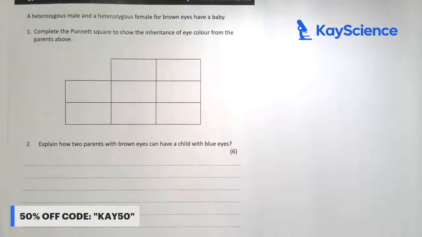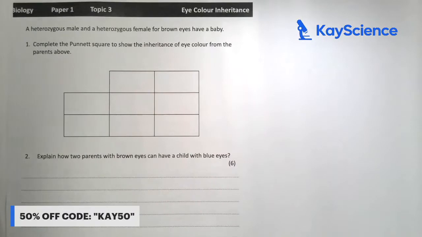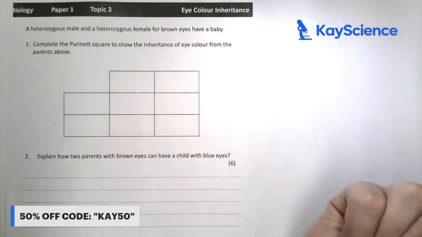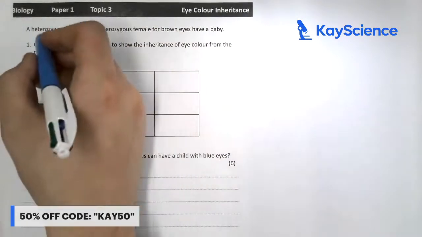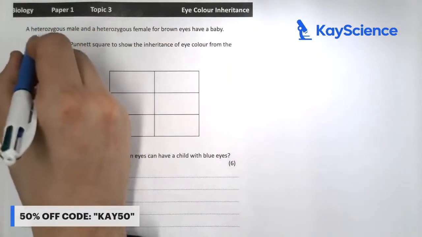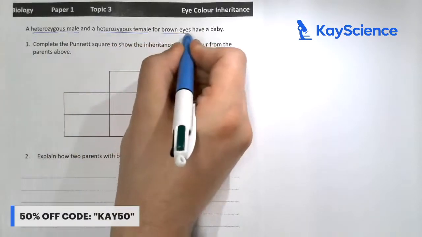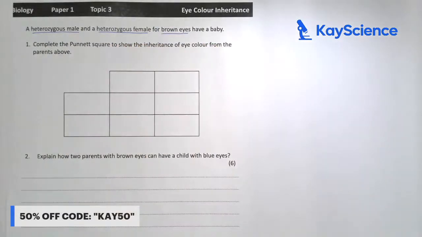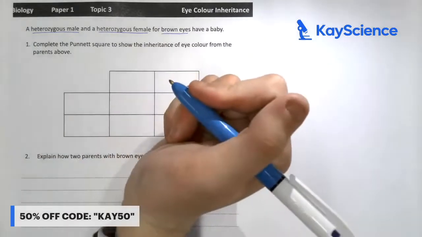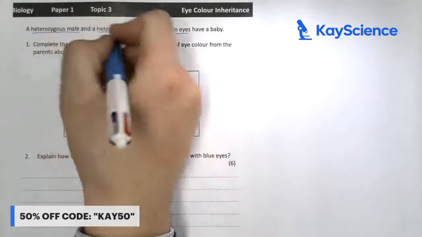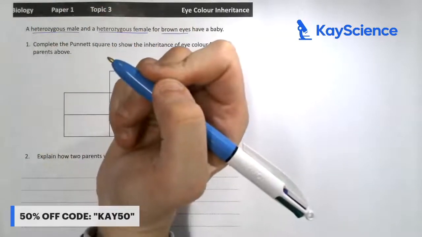So what we're going to look at now is eye color inheritance. Let's learn this through this exam question. A heterozygous male and a heterozygous female for brown eyes have a baby. Underline the potential genotypes for each parent.